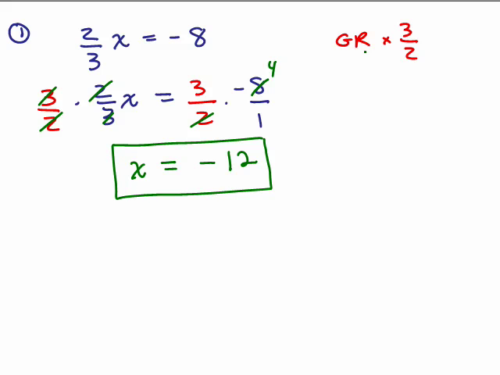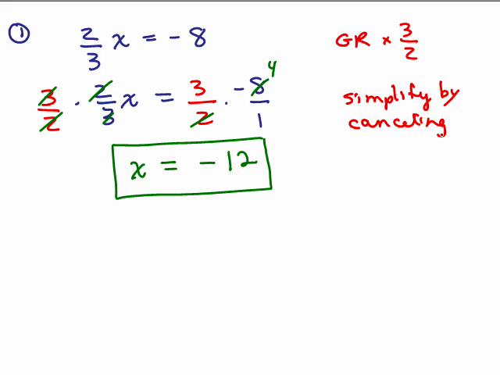Okay, so I used the golden rule of multiplying both sides by 3/2 to solve this equation. The second step was I canceled. I just simplified by canceling.